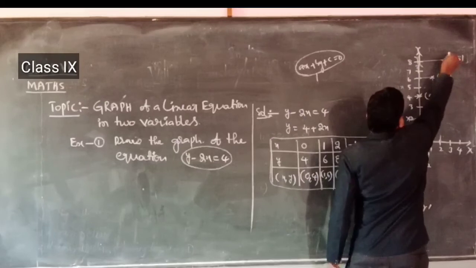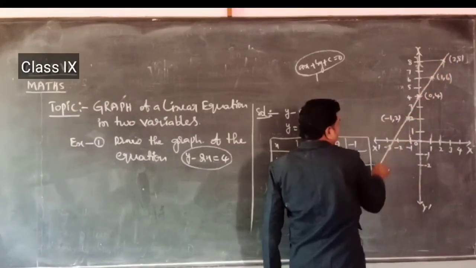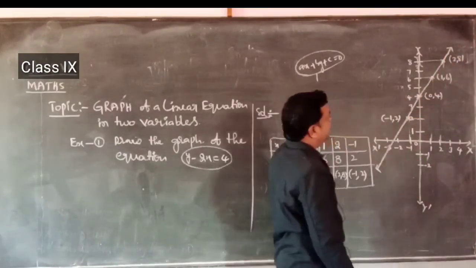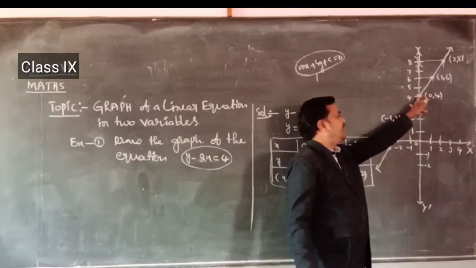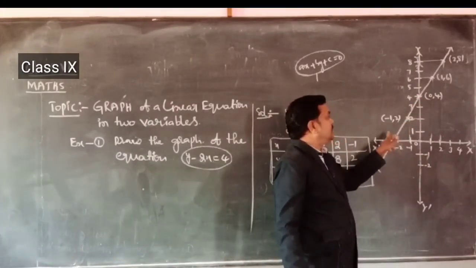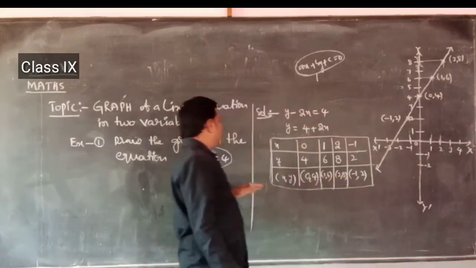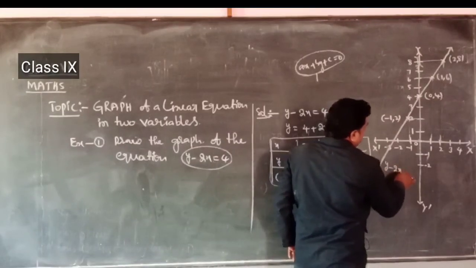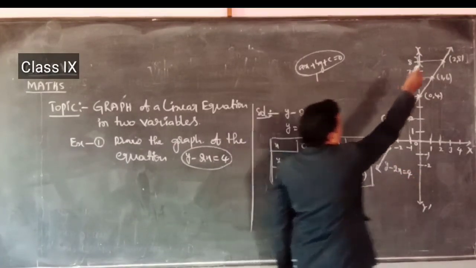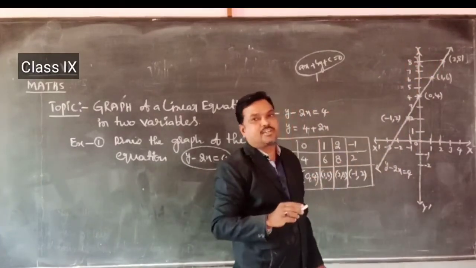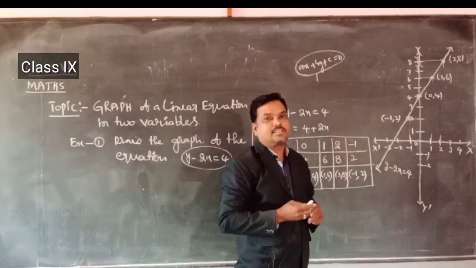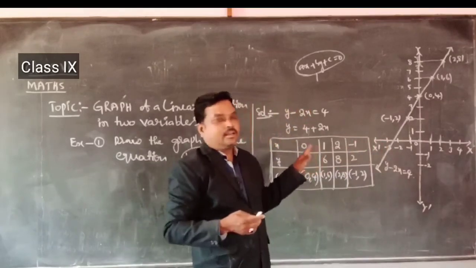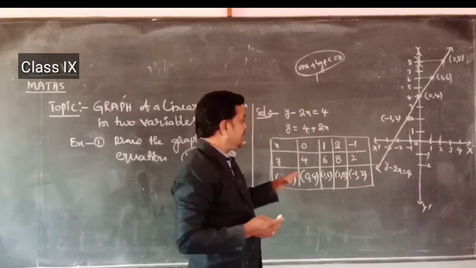Now join these points. So we got one line that intersects the y-axis and x-axis. This is the required graph of the linear equation y minus 2x is equal to 4. Here you have to write the scale: on the x-axis 1 centimeter equal to 1 unit, on the y-axis 1 centimeter equal to 1 unit. So this graph you have to make on the graph sheet neatly.